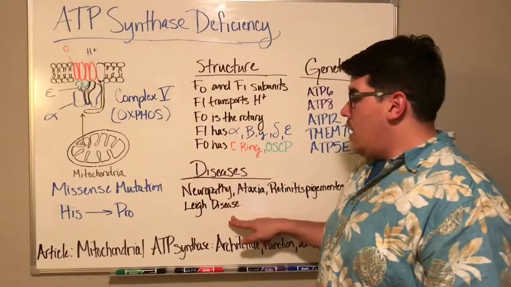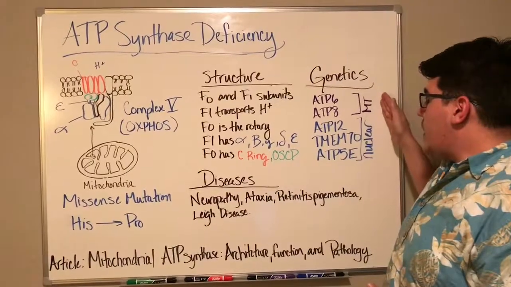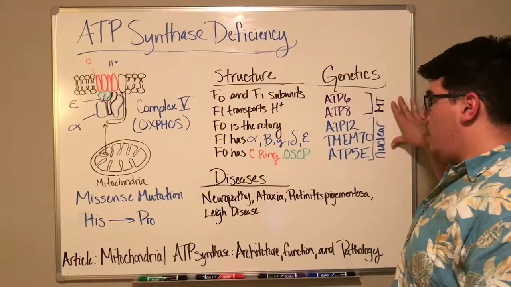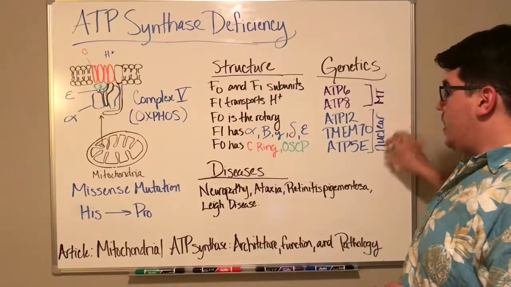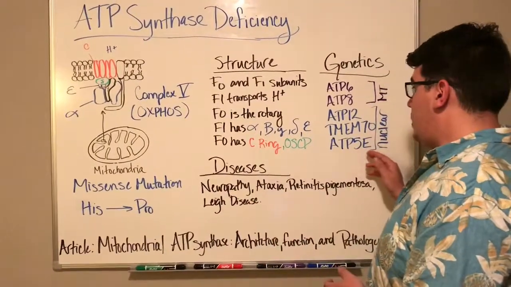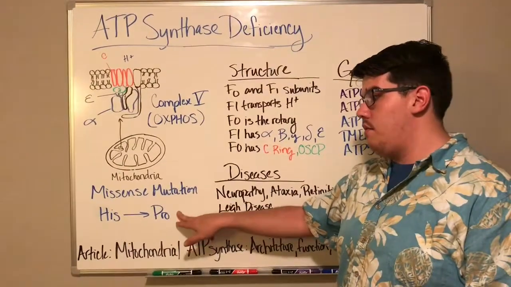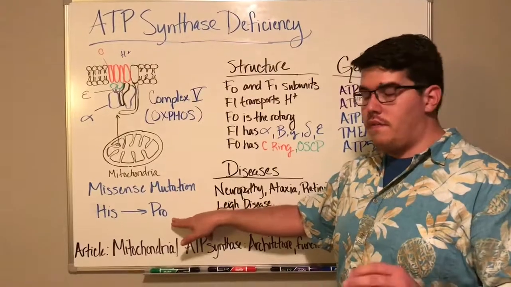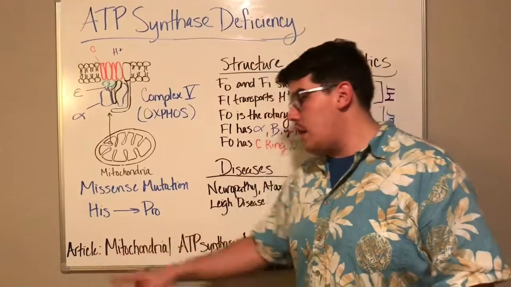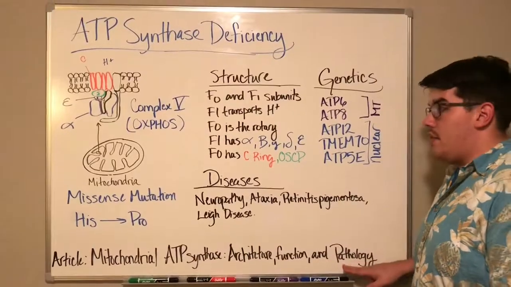To wrap this up, the genes that are coded in the mitochondrial DNA and the nuclear DNA all have to do with making up the subunits of the protein ATP synthase, and a mutation in any of these genes can result in a missense mutation and a different amino acid and different protein and function ultimately. The article that we covered is Mitochondrial ATP Synthase: Architecture, Function, and Pathology, which we got from the NCBI website.